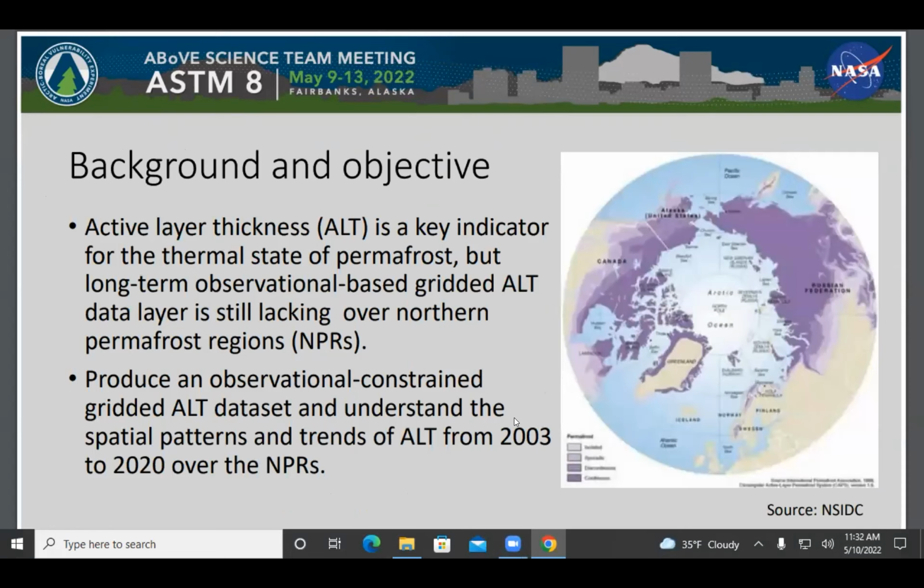Yeah, I just briefly introduce the objective: to produce an observational-based gridded ALT dataset and understand the spatial and the temporal pattern of ALT from 2003 to 2020 over the northern permafrost regions. So our study area includes the circumpolar permafrost region and the Tibetan Plateau. Next, please.